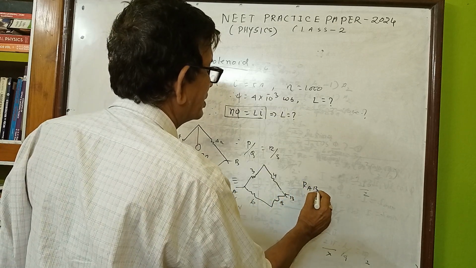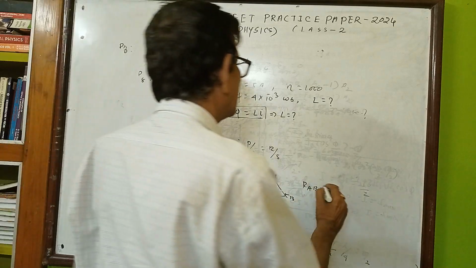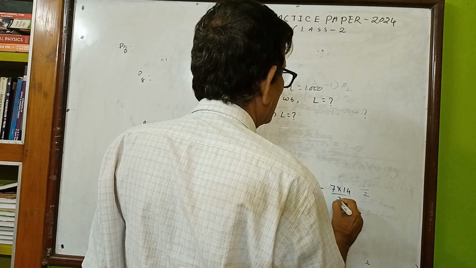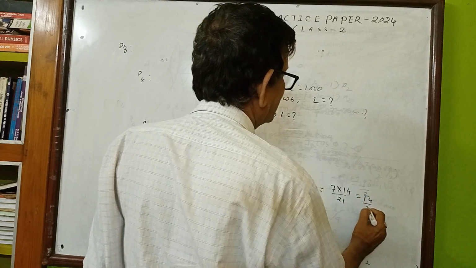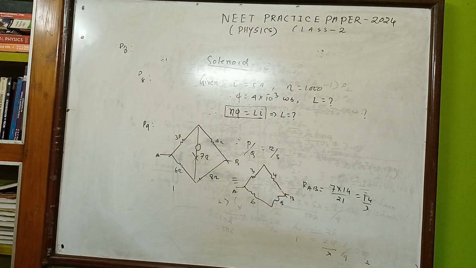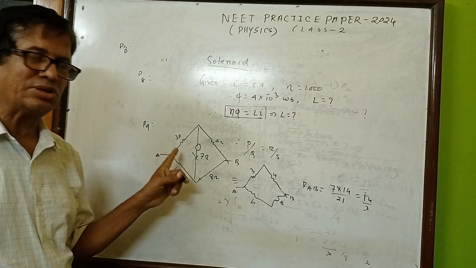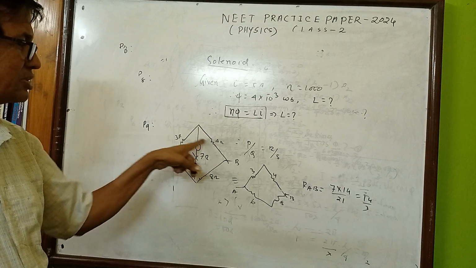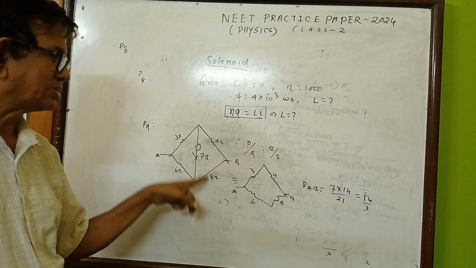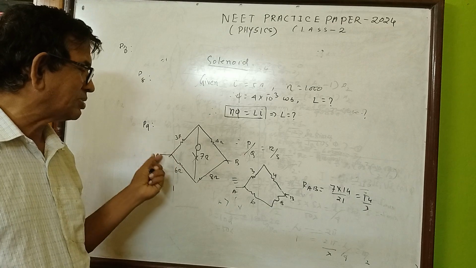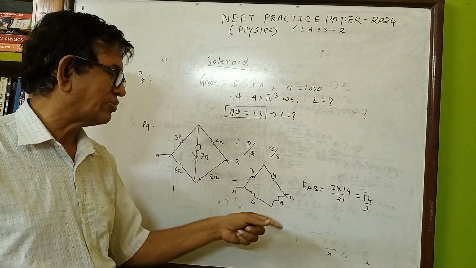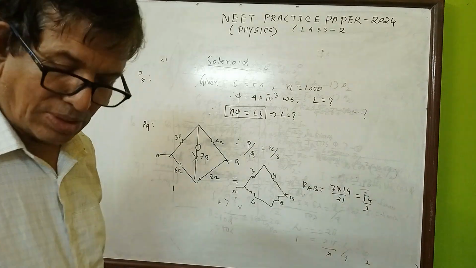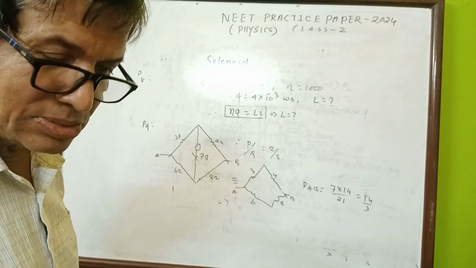And AB equal to, they are getting 7 and this is 14. 7 into 14 by 21, that is 14 by 3. So what is the problem? Again I am telling, there is a Wheatstone bridge. First check whether it is a null condition or not. If null condition, then these are two resistances in series. These two series resistances are again in parallel. So the resistance between AB will be like this, 7 into 14 by 21, 14 by 3.